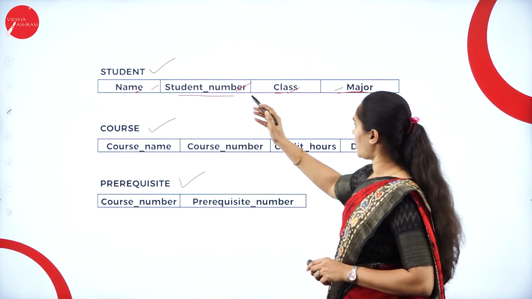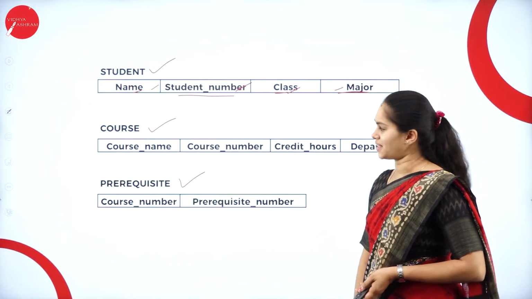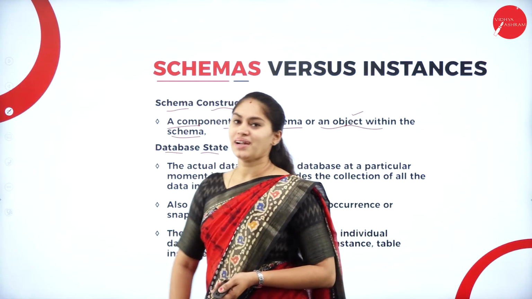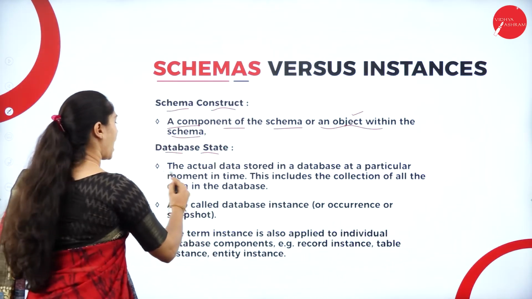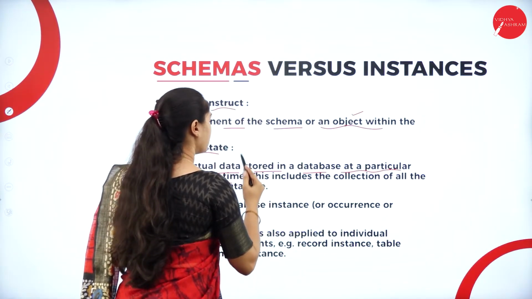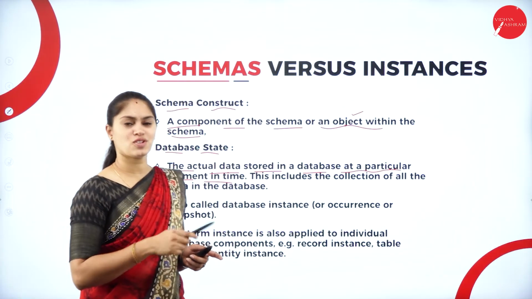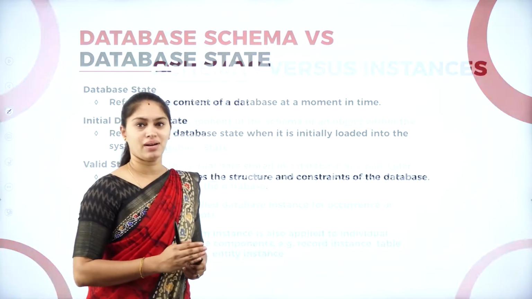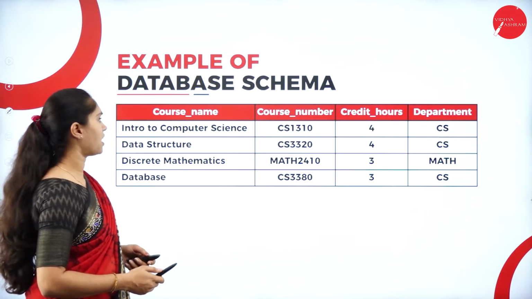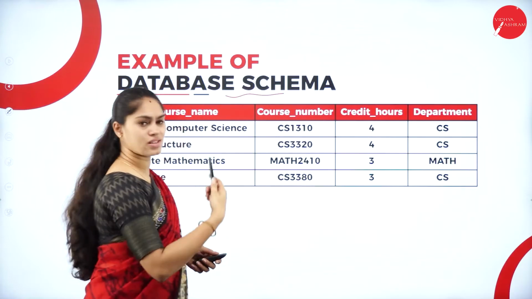So name, student number, class, major, all these are considered as what? Schema constructs. Next we'll see about the database state. What do you mean by database state here? The actual data stored in a database at a particular moment in time will be considered as what? Database state. A database comprises a number of tables, and each table has a number of rows and columns. Here you can see an example of a database schema, and we have course name, course number, credit hours, department.